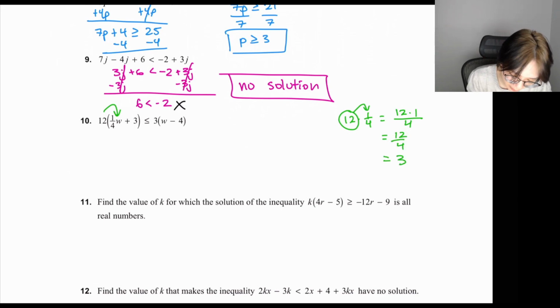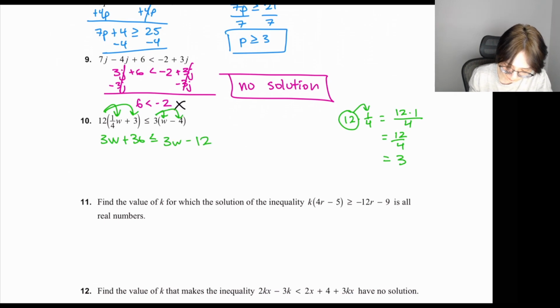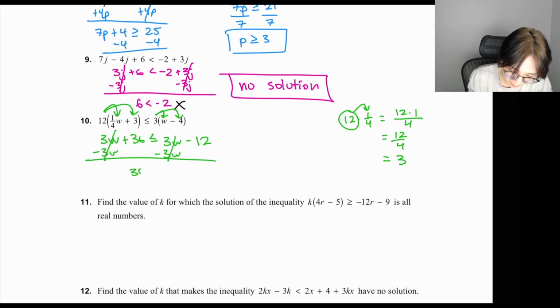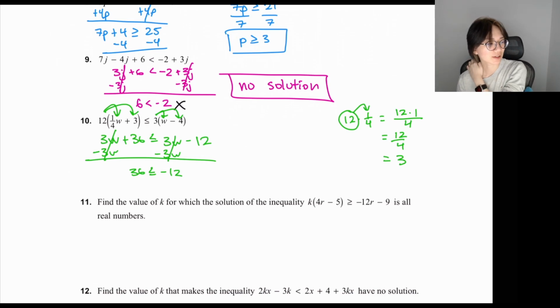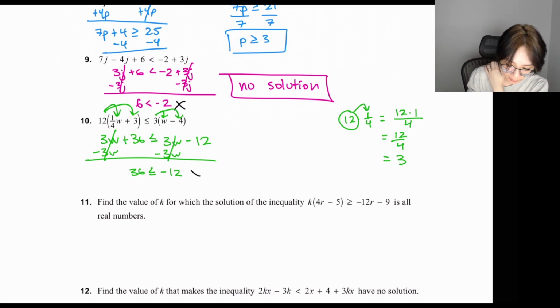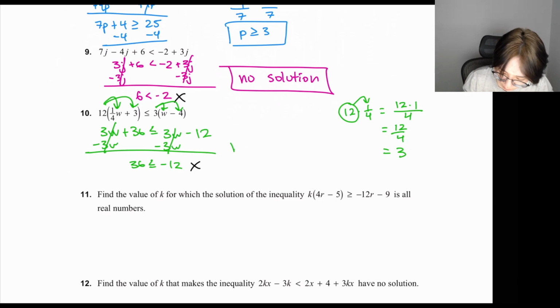So if we come back over here, 12 times 1/4 w is 3w plus 12 times 3, 36, less than or equal to 3 times w, 3w minus 3 times 4, 12. Same situation, we have 3w on both sides, so it doesn't really matter which side we start subtracting from first, they're both going to cancel out. Now we have 36 less than or equal to negative 12. Is 36 less than or equal to negative 12? No. So this one is also no solution.